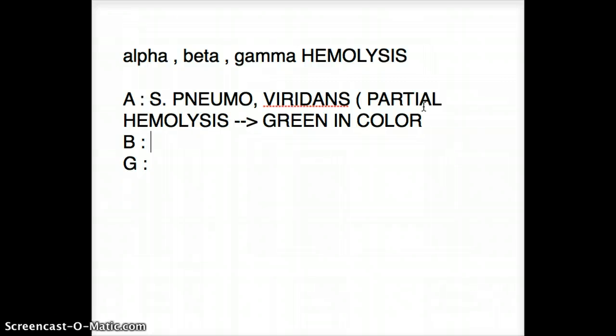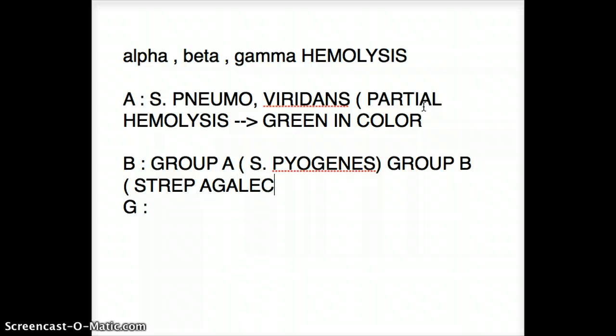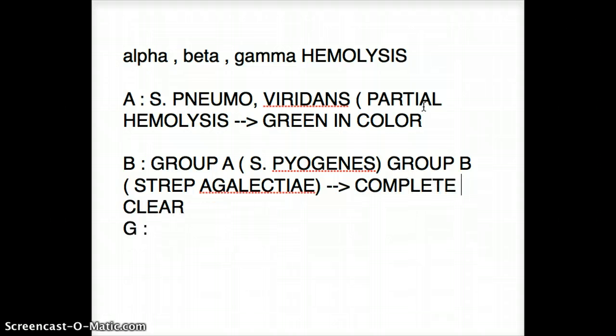Followed by beta hemolysis, which is going to be complete hemolysis, and these include group A, which are strep pyogenes, and group B, which are nothing but strep agalactiae. Alright, and these are going to be clear. These are going to have a clear hemolysis because this is complete hemolysis, and as a result it's going to be clear.